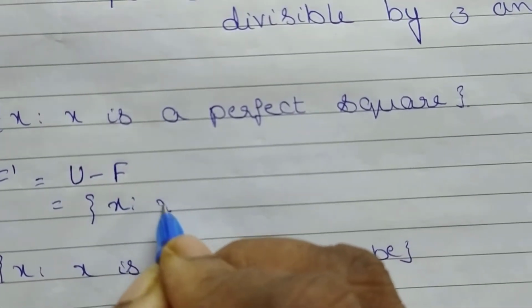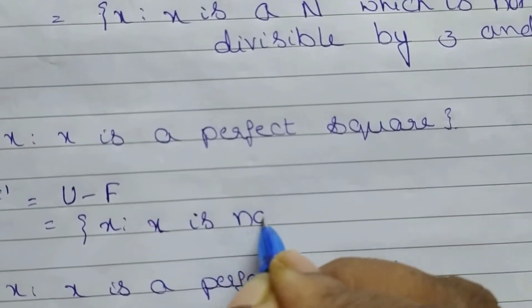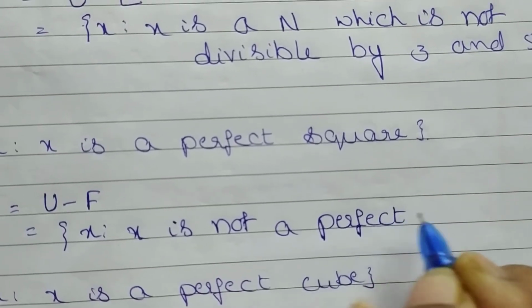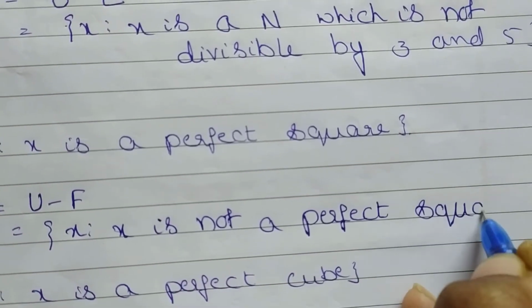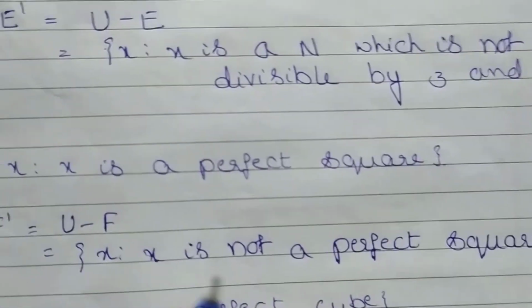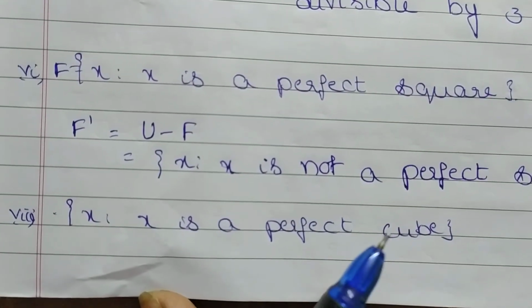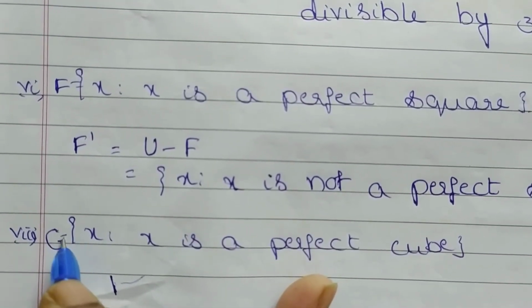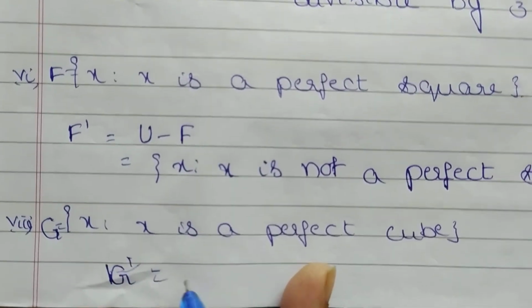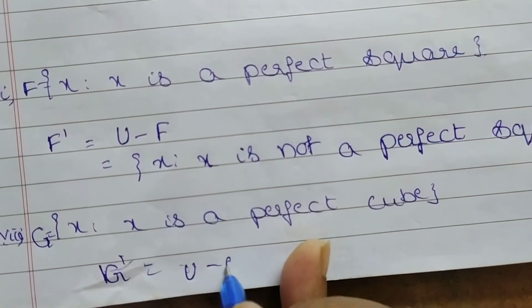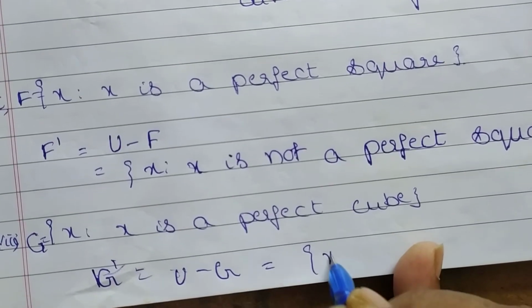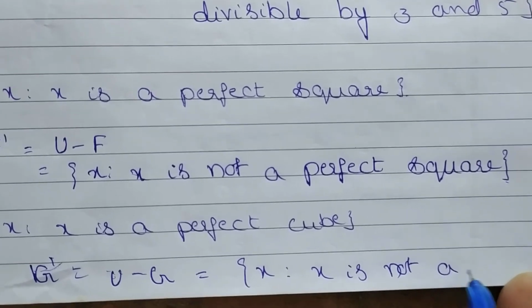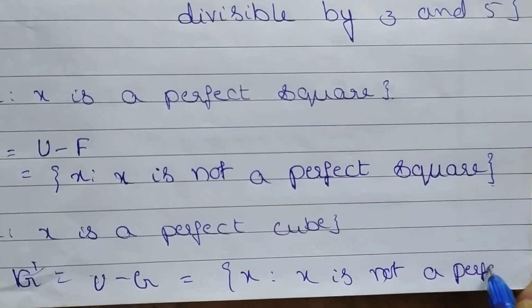x such that x is not a perfect square. So, other than the perfect square numbers, whichever are there in the set of natural numbers will come under its complement. Similarly, suppose G is the set of perfect cubes, then G complement will be equal to U minus G. That means x is such that x is not a perfect cube.